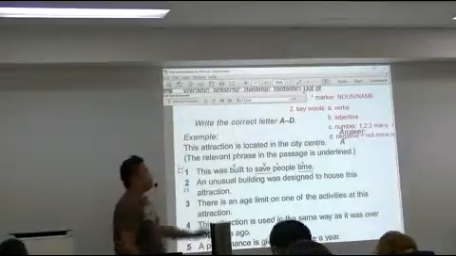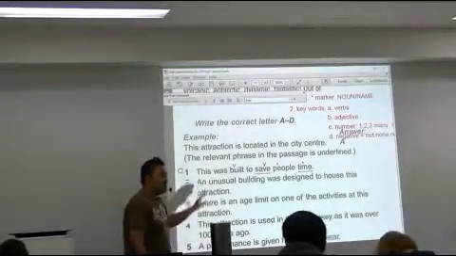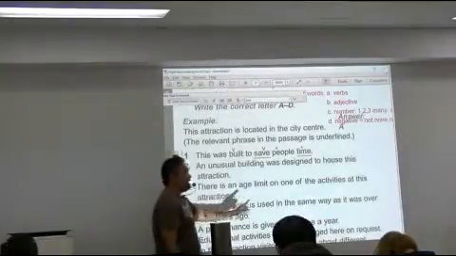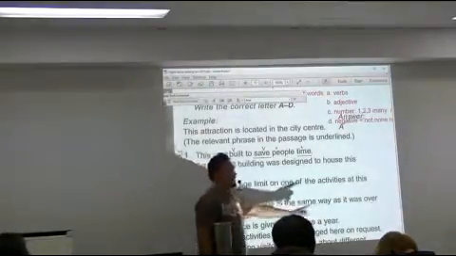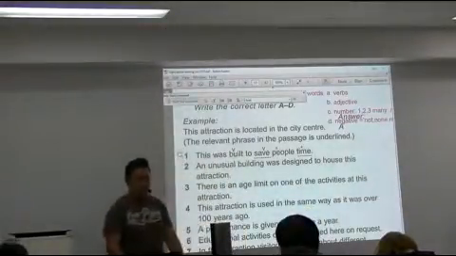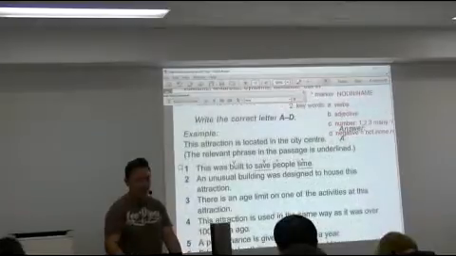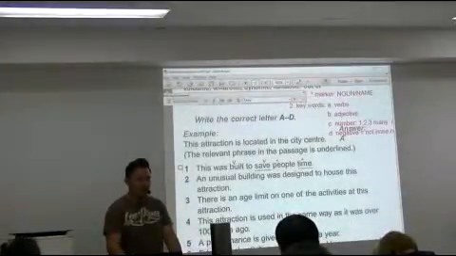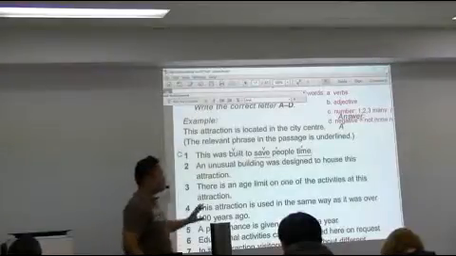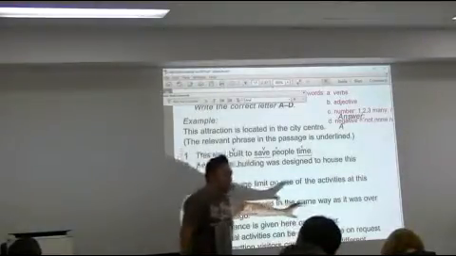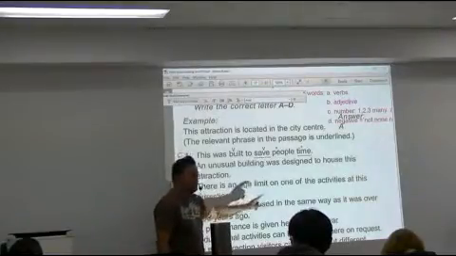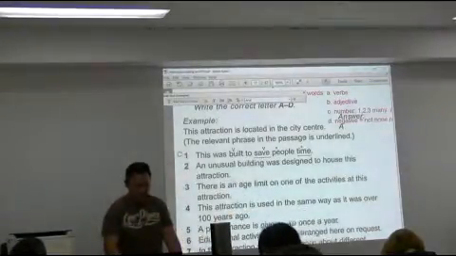Okay. We'll skip number 2 because number 2 is quite easy. But we'll now go to number 3. There is an age limit on one of the activities at this attraction. Let's try to look for, everybody say step 1. Step 1. Marker. So we'll need to look for a marker. What word do you think can be easy as a marker? Age? Good. Age.